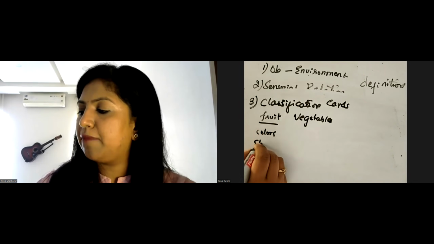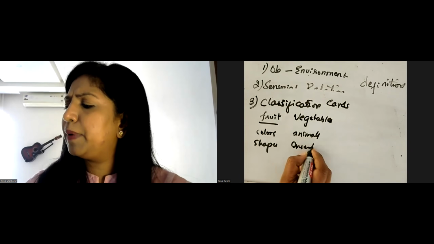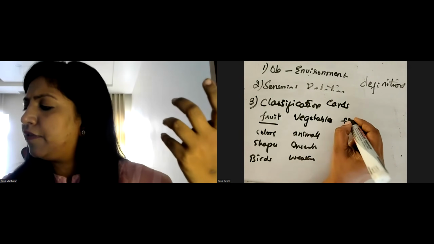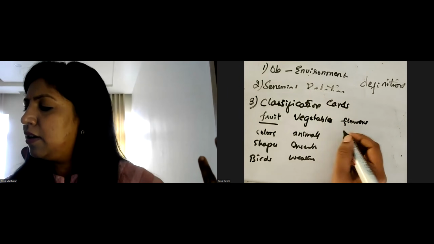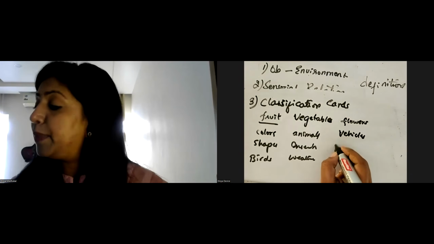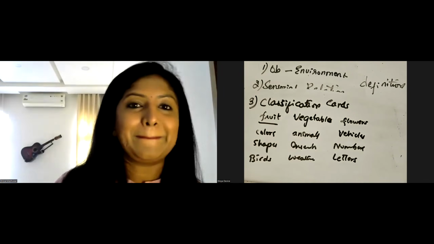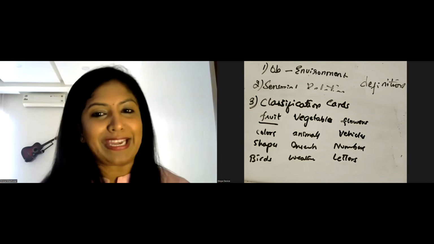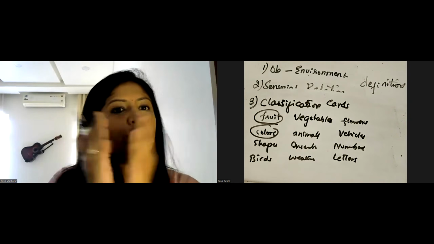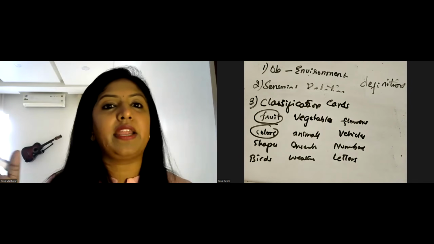Vehicles, shapes, animals, birds, wild animals, flowers, numbers, transport, letters. See, you found so many. So all these are separate trays for you, or you can keep them in separate bundles. Okay, so you classified them, you separated them.